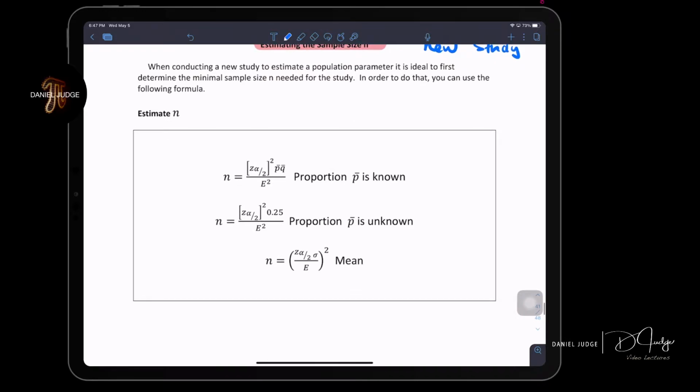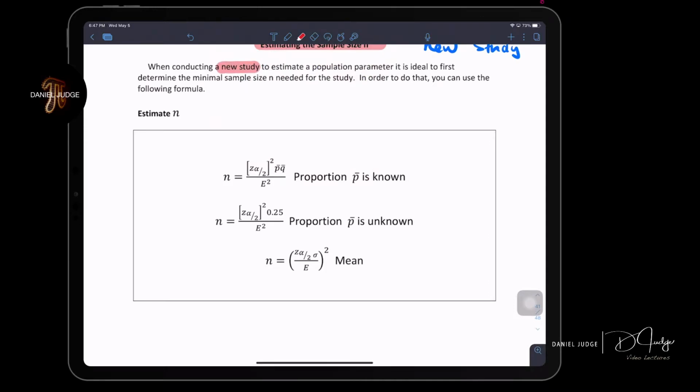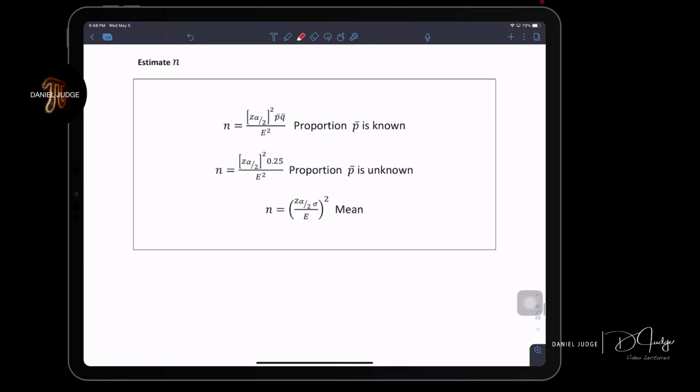And we say that here. When conducting a new study and we're going to estimate a population parameter, it is ideal first to determine the minimal sample size. You want to find the minimal sample size n needed for the study. As we've seen, these formulas all are about sample size, n, and they all came from solving the margin of error formulas for the variable n using algebra.